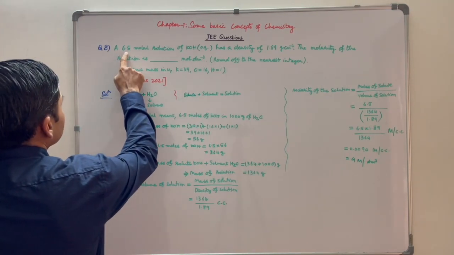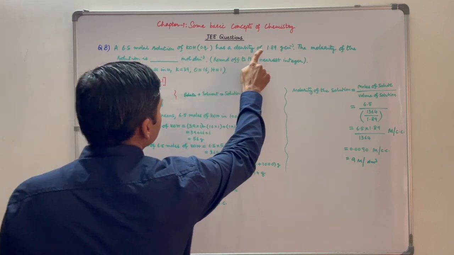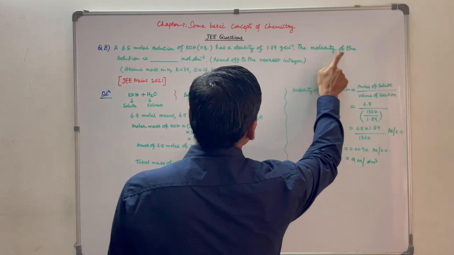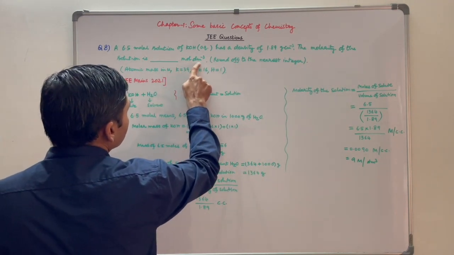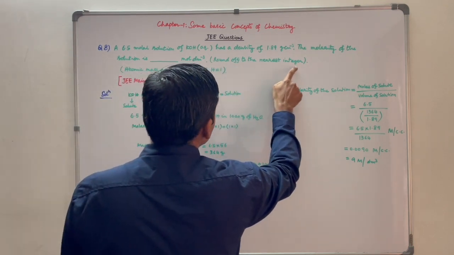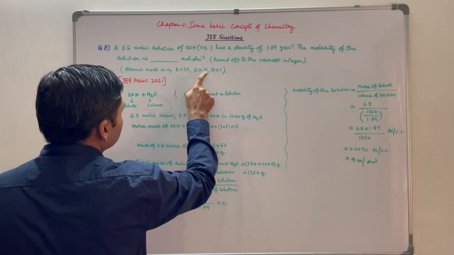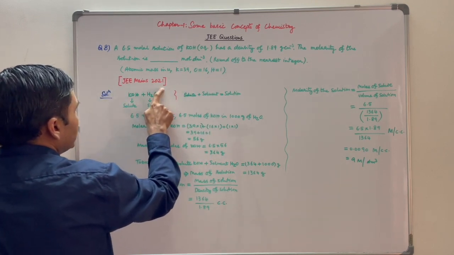Eighth question, a 6.5 molar solution of KOH aqueous has a density of 1.89 gram per centimeter cube. The molarity of the solution is dash mole per decimeter cube. Round off to the nearest integer. Atomic mass in u: K 39, O 16, H 1. This question appeared in JEE Mains 2021.